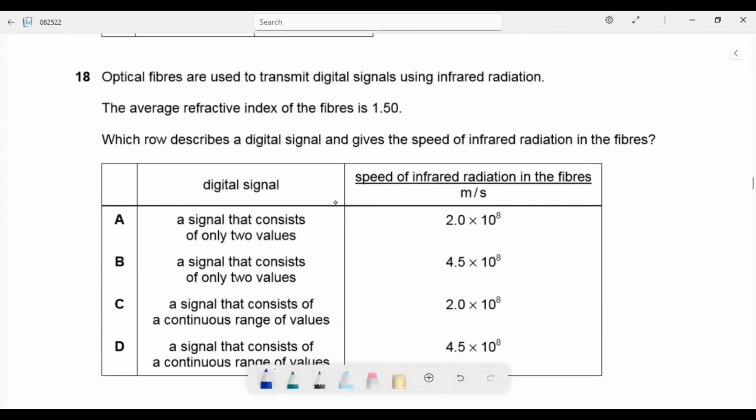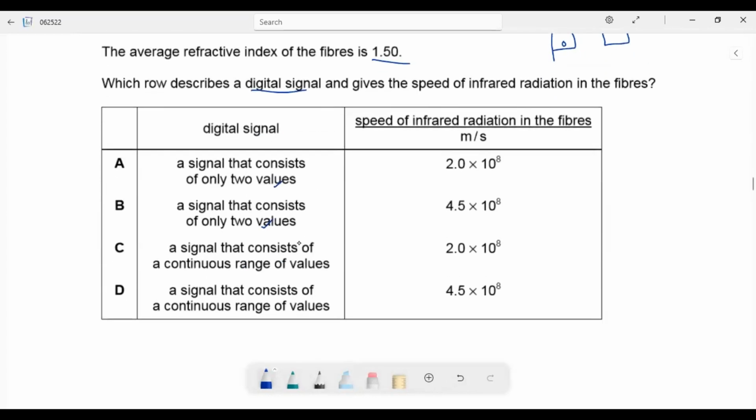Optical fibers are used to transmit digital signal using infrared radiation. The average refractive index of the fiber is 1.50. Which row describes digital signal and gives the speed of infrared radiation in the fiber? So digital signal means it will be having two values. Only two values it will have. So the choice, a signal that consists of two values, is correct. A signal that consists of only two values. These both are correct.